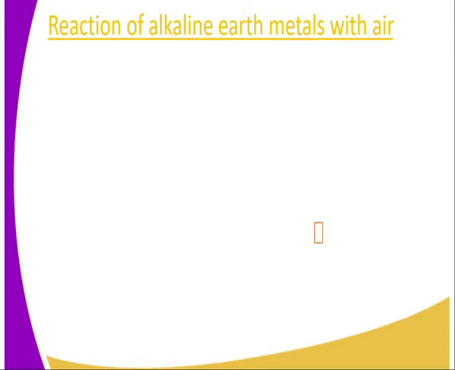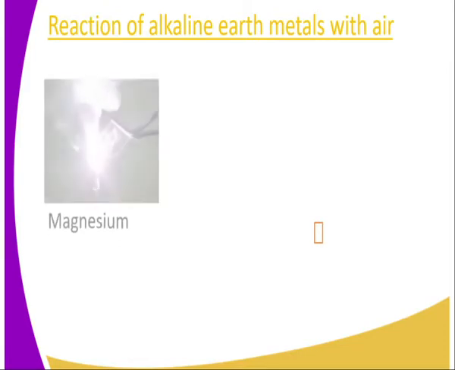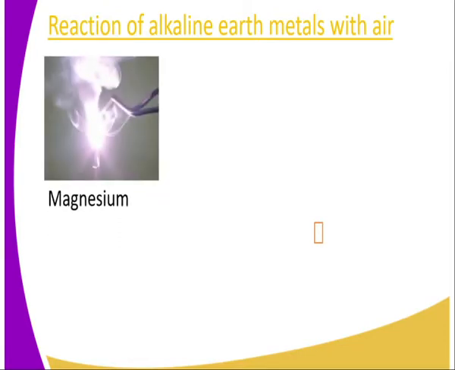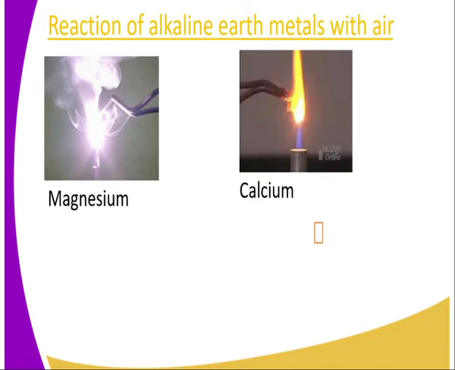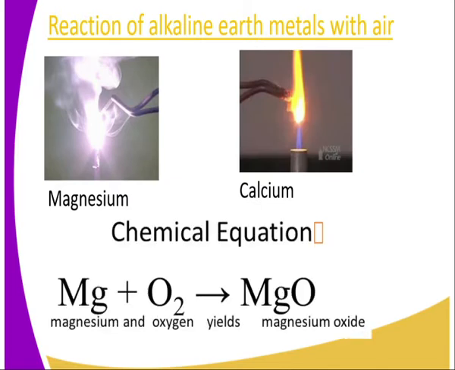So, alkaline earth metals, how do they burn? How do they react in air? Magnesium burns with a bright, brilliant flame, as shown from the diagram. Calcium burns with a yellow flame. And since they are oxidation reactions, basically they combine with oxygen, which is the active part of the atmosphere, giving us oxides of the respective metals. So for instance, magnesium will react with oxygen to give us magnesium oxide.